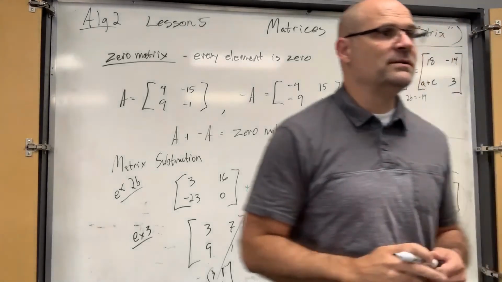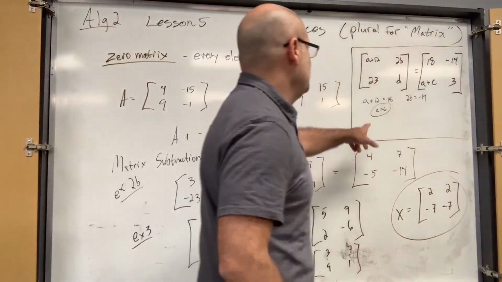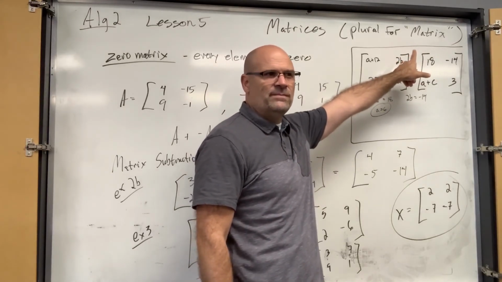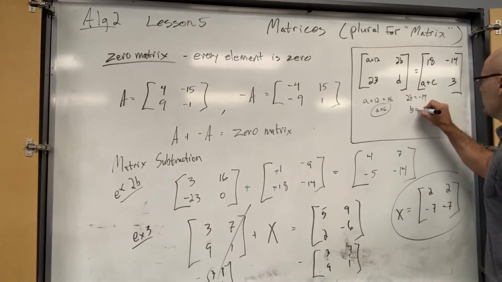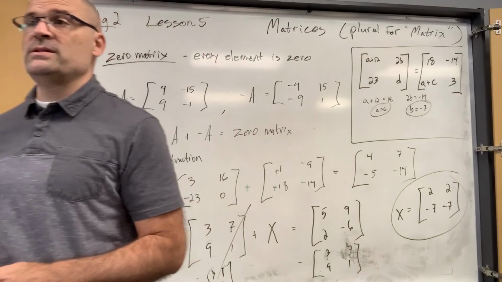What does that say? A is 6, yep, because A plus 12 has to equal 18, right? Yes. So A has to be 6. So B is negative 7 because 2B has to equal negative 14.